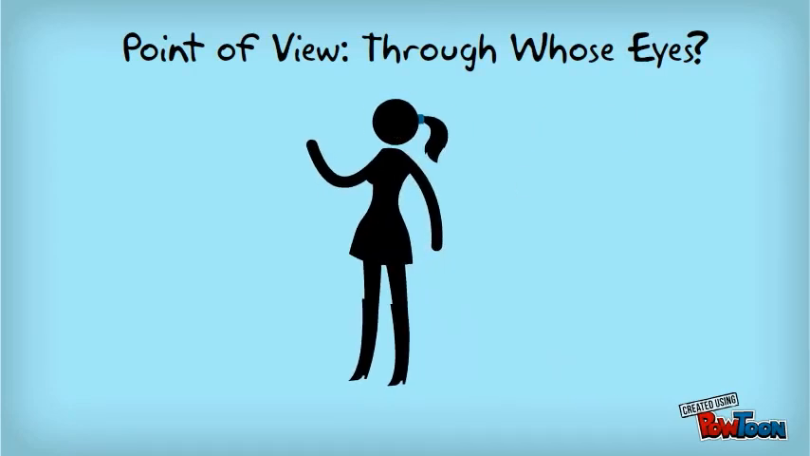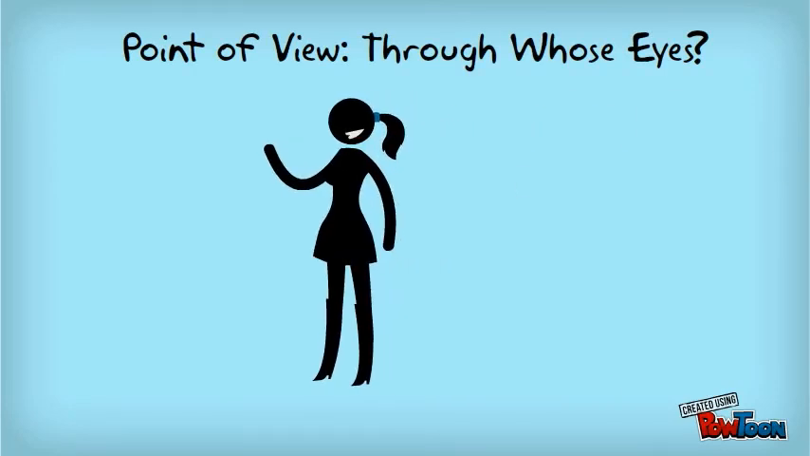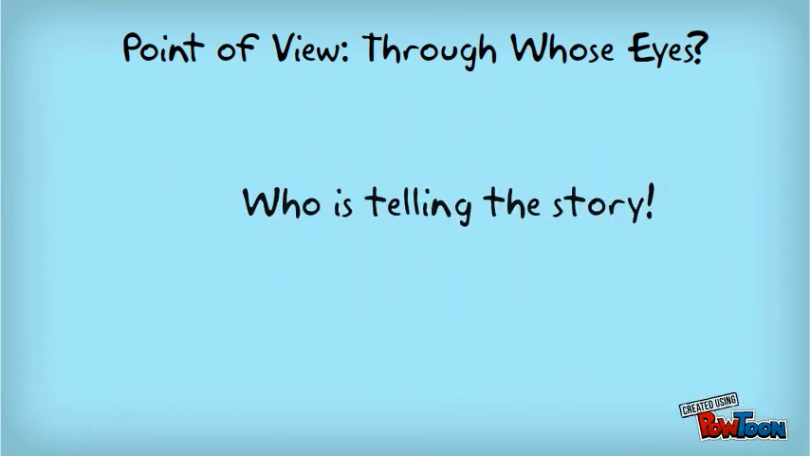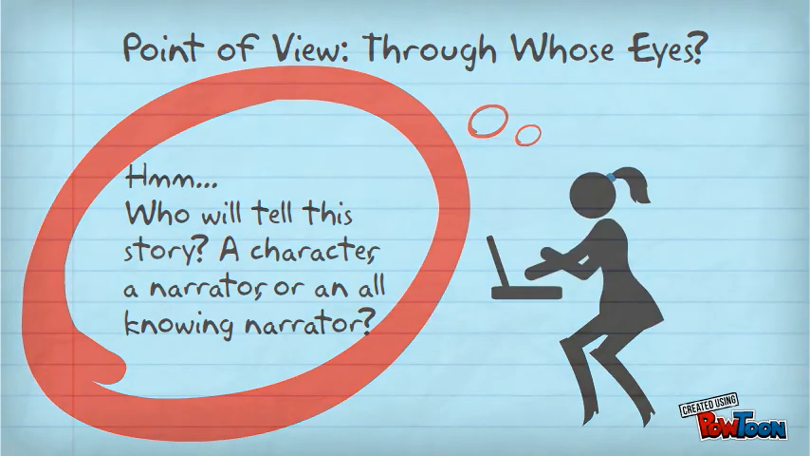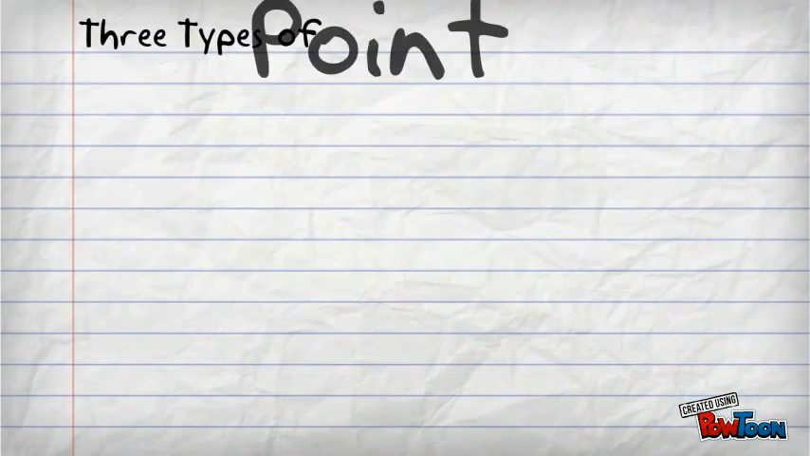Today we're going to be talking about point of view. Point of view is all about who is telling the story. When an author sits down to write a book or short story, the author has to decide who will tell the story and how much he or she will know about the characters.